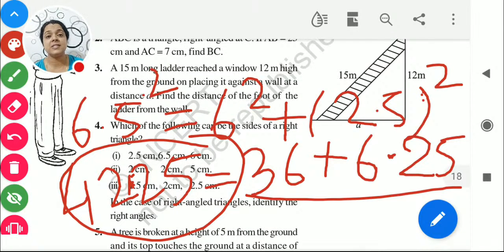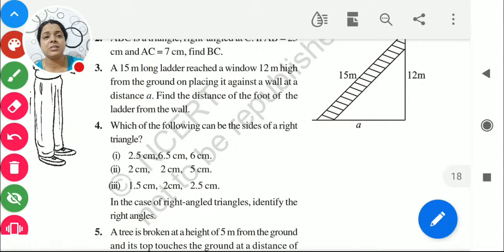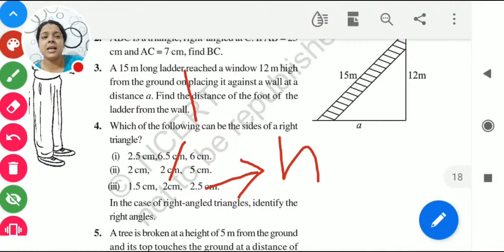So when LHS is equal to RHS, means it is fulfilling the Pythagoras theorem, so we can definitely call it a right angle triangle, right? We can directly call it a right angle triangle. So here, just on the basis of Pythagoras theorem, you have 6 centimeter, 2.5 centimeter and 6.5 centimeter. Undoubtedly the greatest number is H, this is L and this is B.